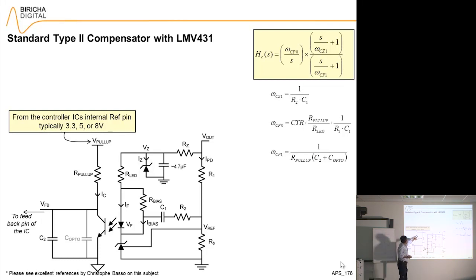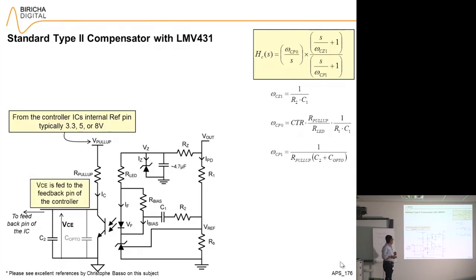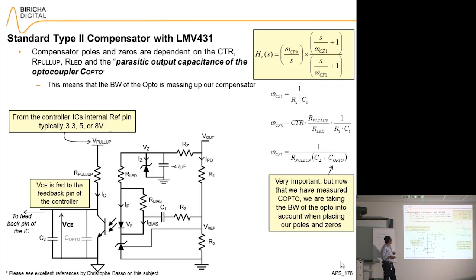The pull-up comes from the IC's internal reference pin. In our case, for the one that we're going to use in the lab, it's 8 volts. VCE is fed back to the controller. C opto is the parasitic capacitance that we measured using the opto-isolator.